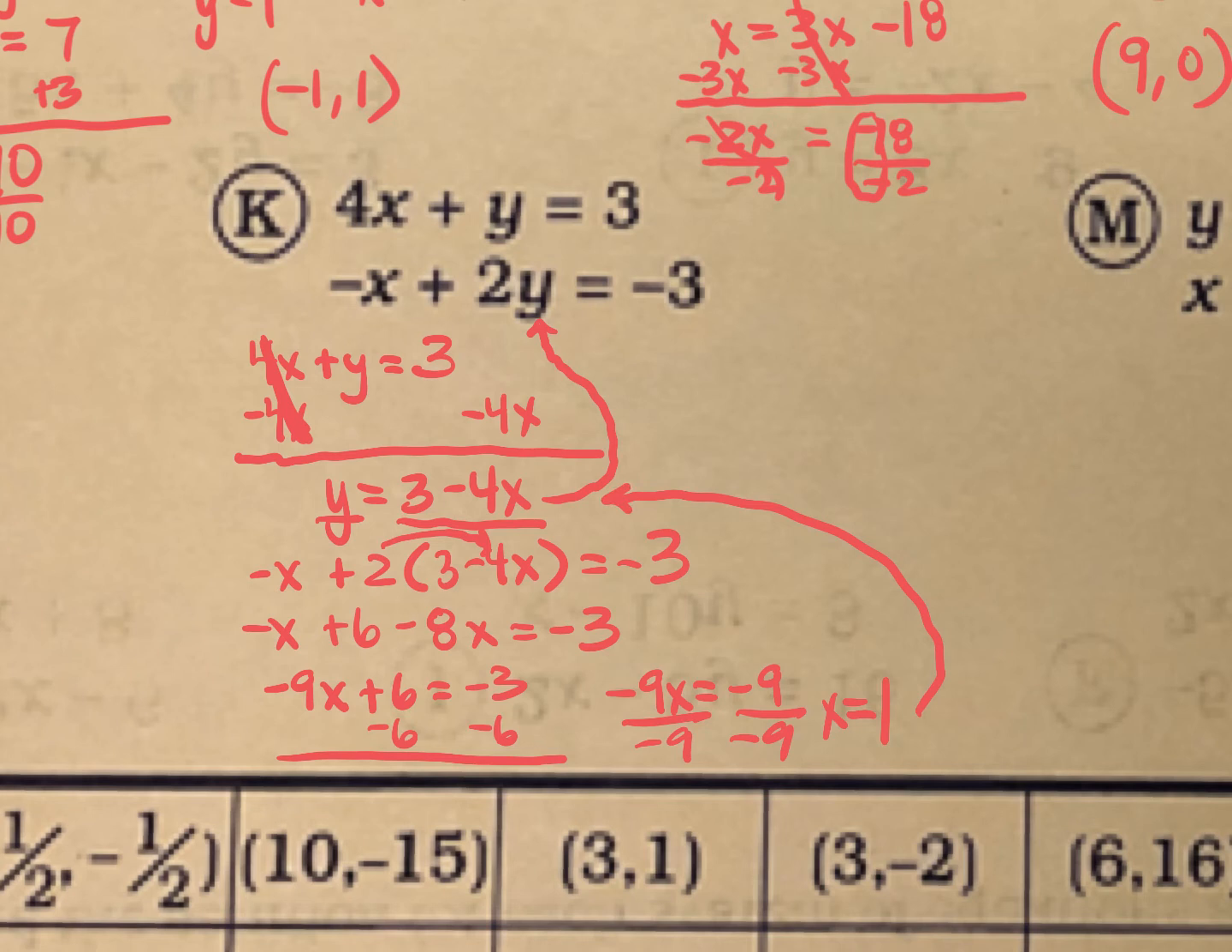All right, if x equals 1, then the simplest equation I can plug that into is right there. y equals 3 minus 4x, but x is just 1, so y equals 3 minus 4 times 1. y equals 3 minus 4. y equals negative 1. So my answer is (1, negative 1).